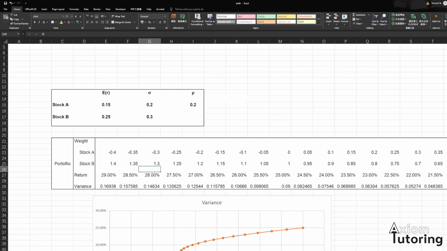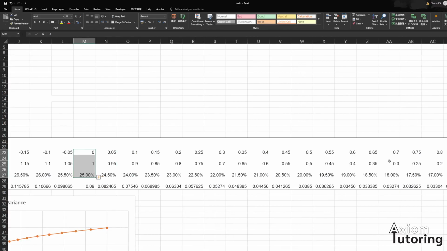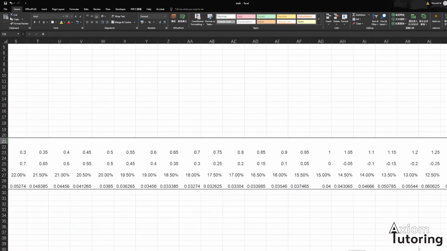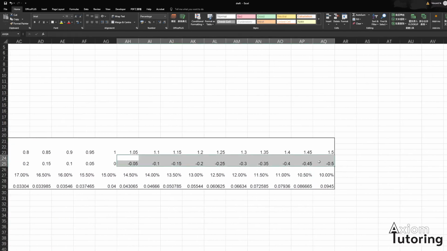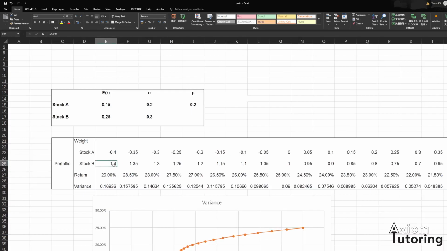From the previous two videos, we have stopped at 0 and 1, but then we can extend it to negative weights on this side, or on that side, negative weights for stock B. That will be more than 100% weight for stock A on this side and more than 100% weight for stock B. So what will this do to our return and variance? Let's take a look at this particular portfolio.